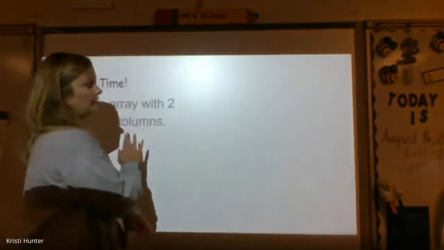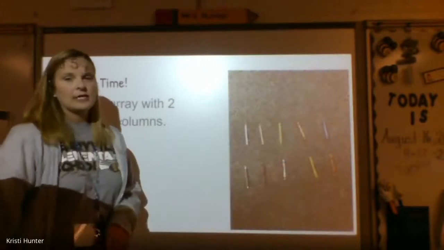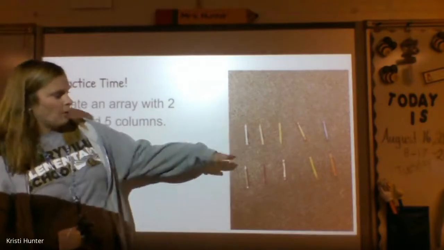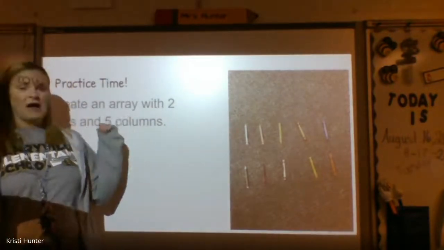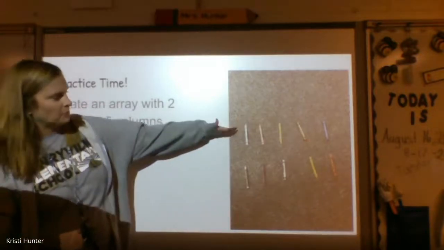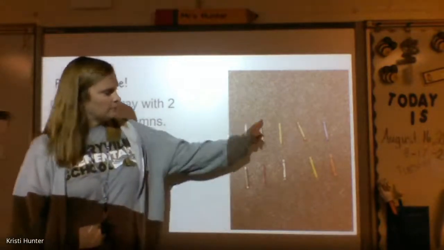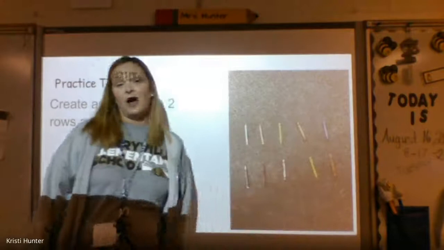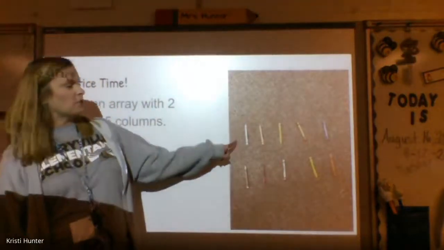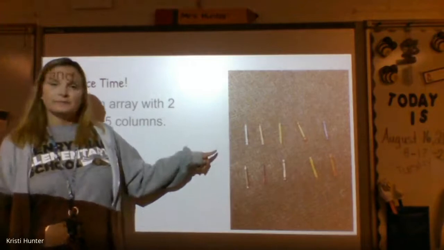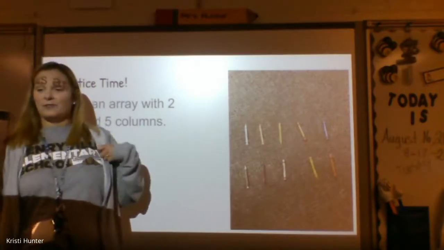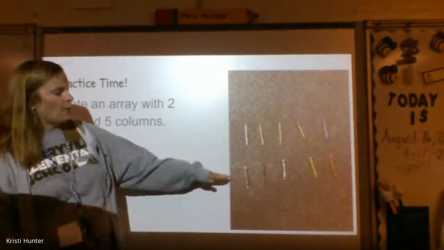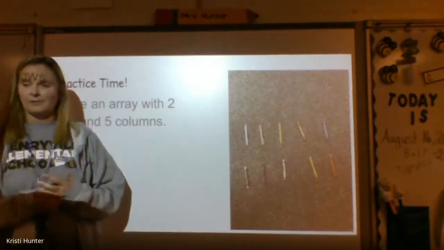So your array will end up looking something like this. This is my array of crowns that I made. So 2 rows and 5 columns. So I built 2 rows and 1 column, 2 columns, 3 columns, 4 columns, 5 columns. All right, take a look. See if your array looks like Miss Hunter's. And then we'll be ready to write our equation. I'll give you just a second to make your array. So 2 rows, 5 columns.